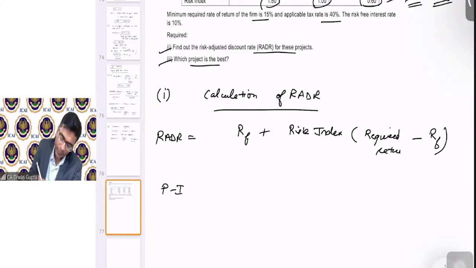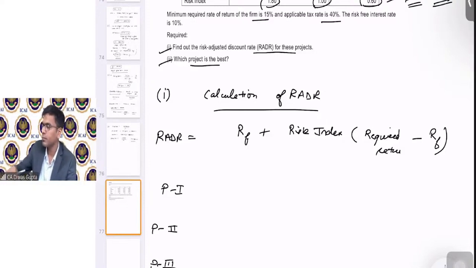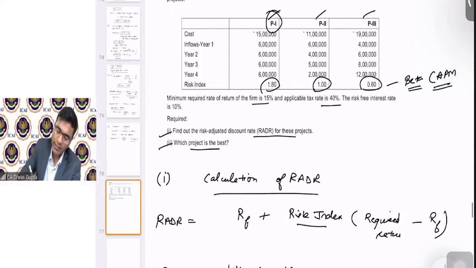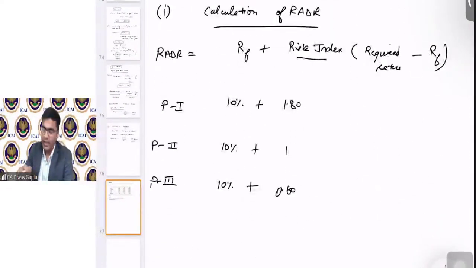So project 1, project 2, and project 3. Yes, Tanisha, you're right, beta. Perfect. Good to see responses, students. So the risk-free rate of return is 10%, 10%, and 10% plus risk index, which is 1.8, 1, and 0.60. Can you see project 1 is highest risky because it is almost 1.8 times the regular project. Project 3 is lowest in terms of risk because it is 0.6 times of the overall risk.